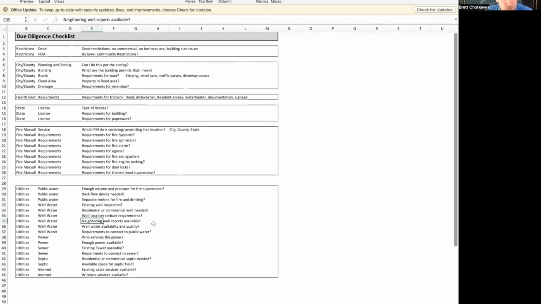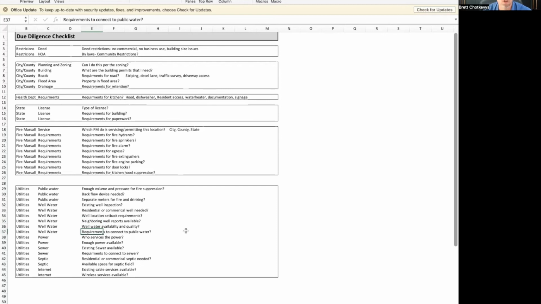Or maybe you just go over there and introduce yourself and say, hey, how's your well? Are you getting consistent water from it? How's the quality? Are you able to drink it the way it is? Do you have a report of what kind of contaminants and things are in your water? Do you have to do some kind of filtration or RO system on this, or is it good?